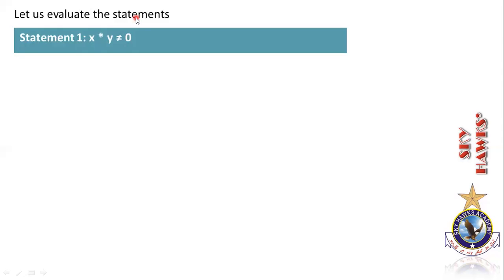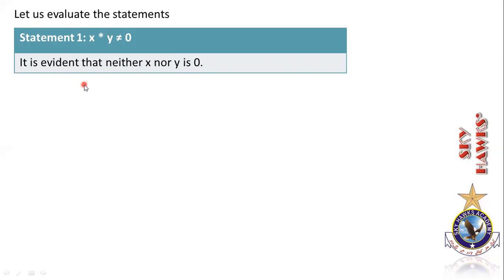The first statement is that the product, where the star is the sign of multiplication, X multiplied by Y, must not be equal to zero. This is the first statement. It is evident that neither X nor Y is zero. If the product is not zero, then they must not be equal to zero.